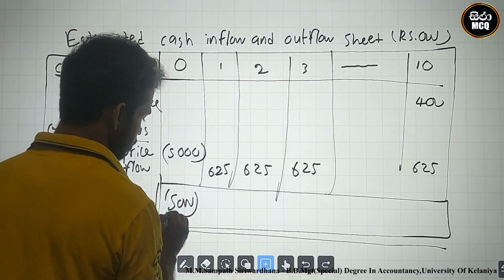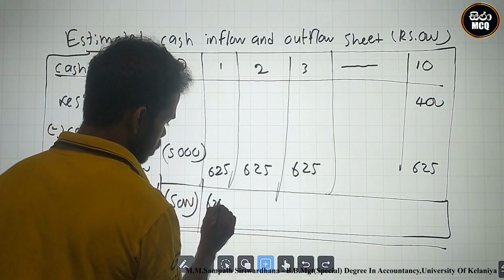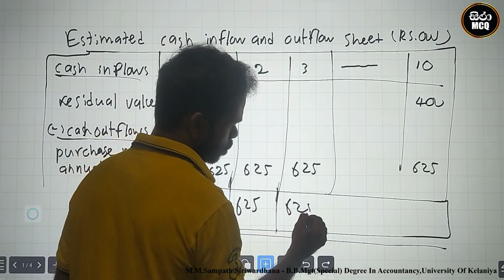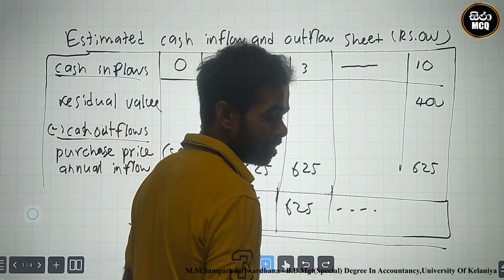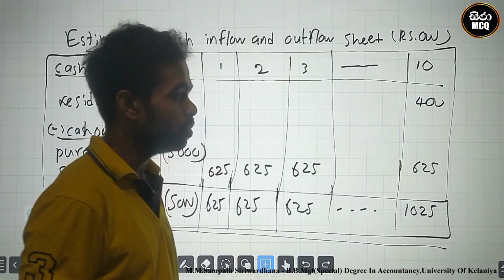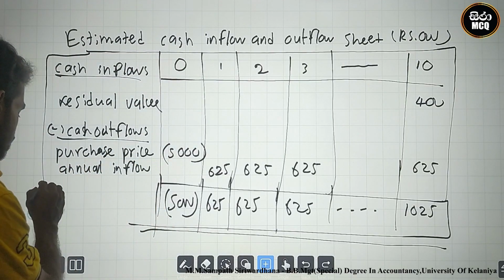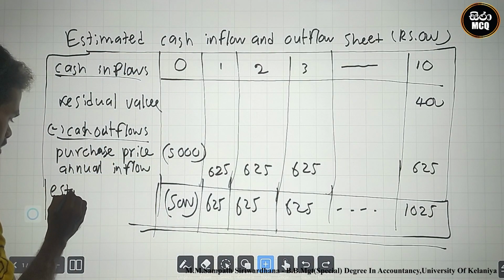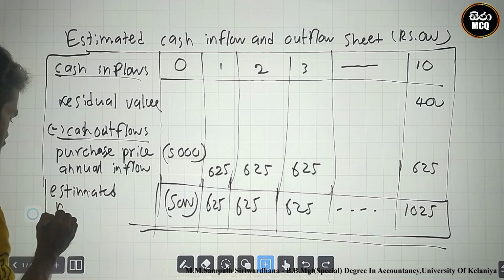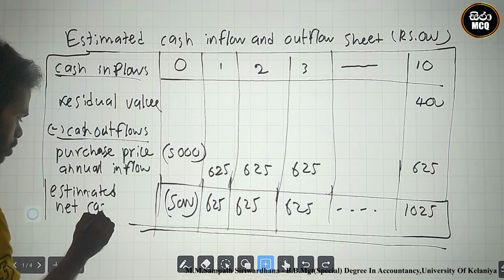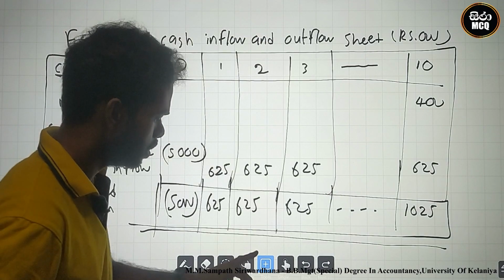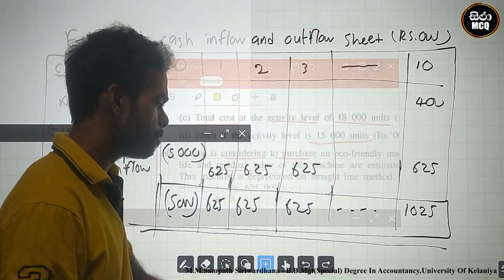Year 0 has an outflow of 5,000, and then 625 each year up to the 10th year. This is the estimated net cash flow. What is the requirement?